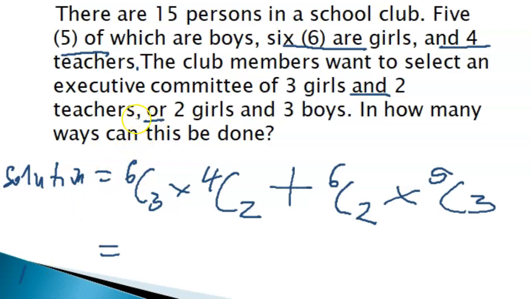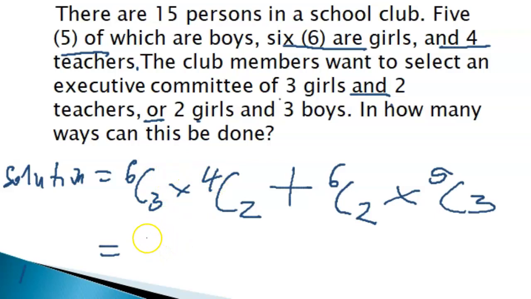So again, we're selecting 3 girls from 6 girls and 2 teachers from 4 teachers, or we're selecting 2 girls from the 6 girls and 3 boys from the 5 boys. So let's do the calculation here.